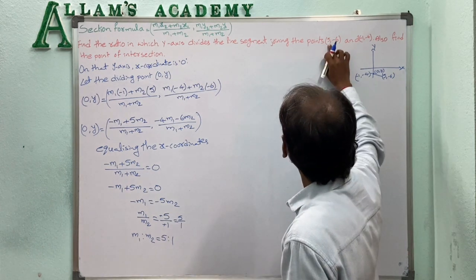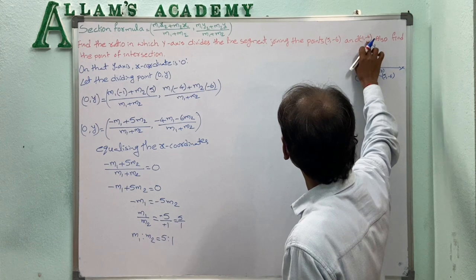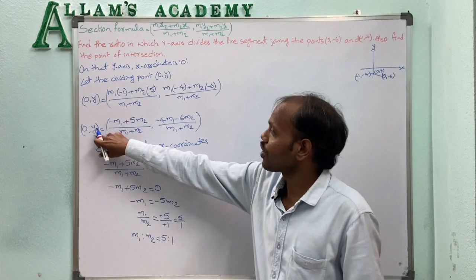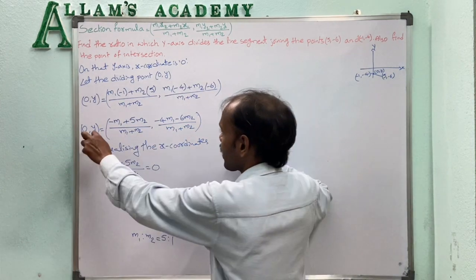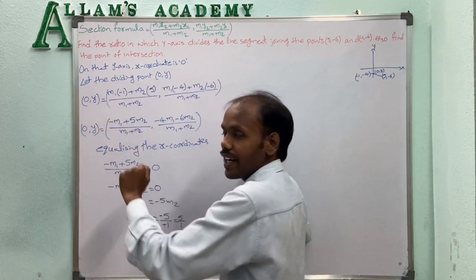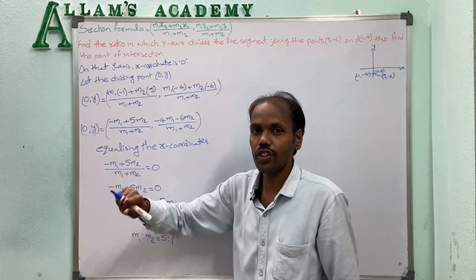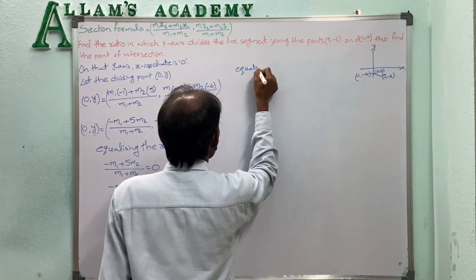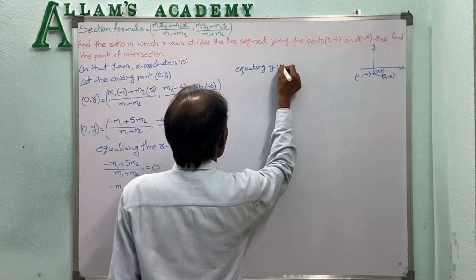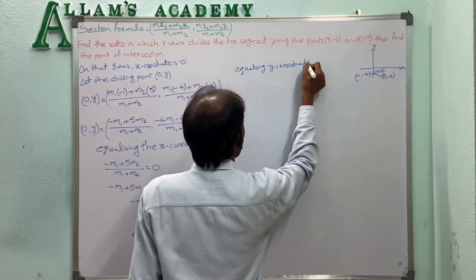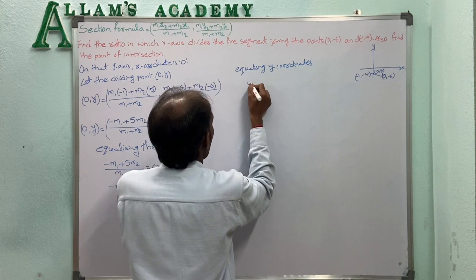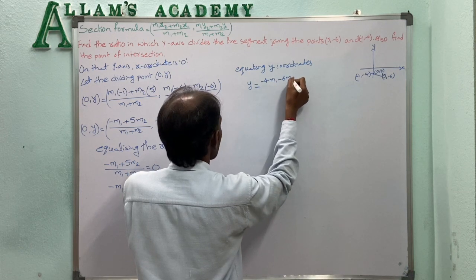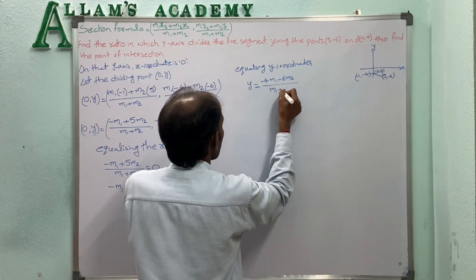Then the points (-5, -6) and (-1, -4). Now what is the dividing point we are finding? So here we equalize the y coordinates, then we get the point. Why? Because one coordinate, the abscissa, we know. Now we have to find the ordinate value. So equalizing the y coordinates, y is equal to (-4m1 - 6m2)/(m1 + m2).